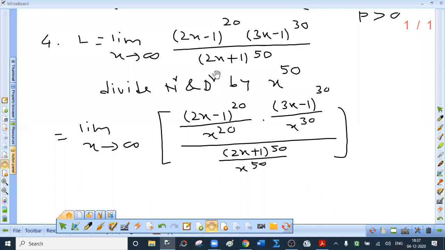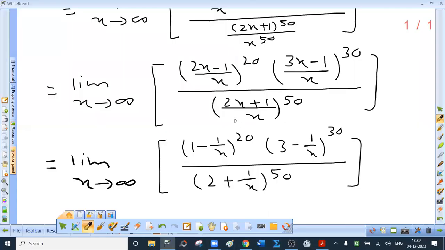Now this is the last sum for today's lecture. Let L be the limit. Limit as x extends to infinity of (2x minus 1) raised to 20 into (3x minus 1) raised to 30 upon (2x plus 1) raised to 50. Divide numerator and denominator by x raised to 50. In the numerator, you have to split x raised to 50 as x raised to 20 into x raised to 30. Now it is a raised to m upon b raised to m, which is (a upon b) raised to m. Use that and simplify.